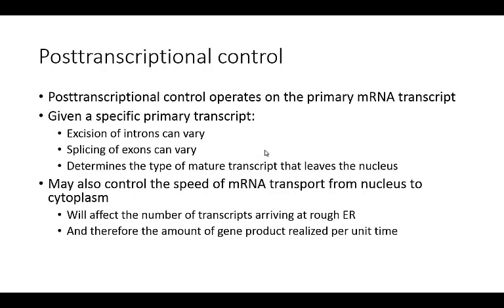Okay, so another form of control is the post-transcriptional control. And what happens here is it's going to control the gene after the mRNA transcript has been made. So a couple of different ways that this can be regulated. First of all, excision of the introns can vary. Splicing of the exons can vary. Okay, this can determine the type of mature transcript that leaves the nucleus. It also can control the speed of mRNA transport from the nucleus to the cytoplasm. So if you have something affecting, say, the caps, affecting the tail formation, this RNA may not be able to leave the nucleus, and so you will never get translation from that particular gene product.